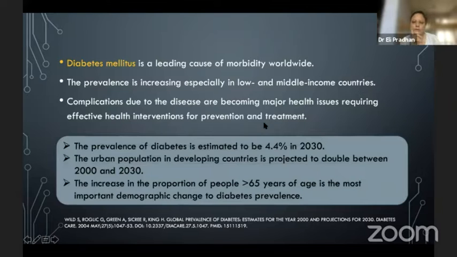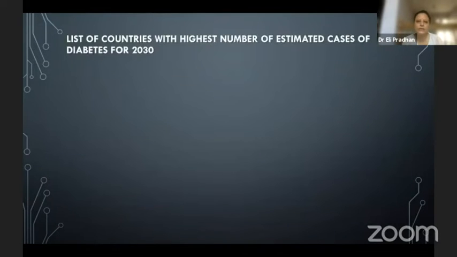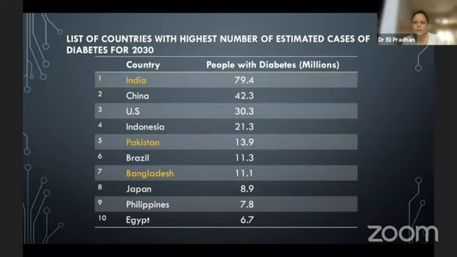The prevalence of diabetes is estimated to be 4.4 percent by 2030, and as the urban population and the population over 65 years of age increase, that is definitely a change. List of countries with the highest number of estimated cases: India is the largest one, then China, US, Indonesia, Pakistan, Brazil, Bangladesh, Japan, Philippines, and Egypt, in a row.